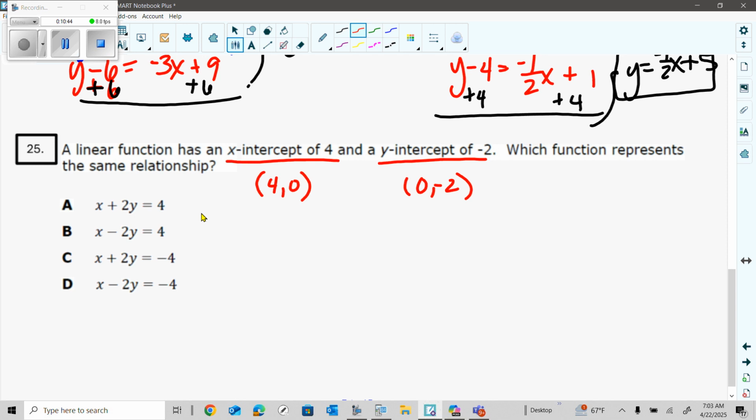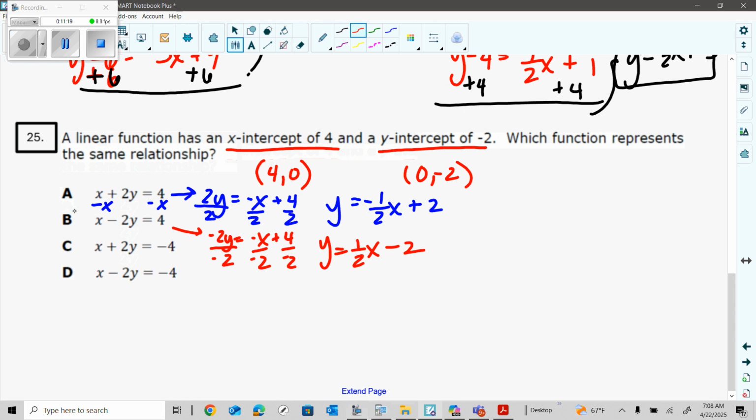But in order to use your calculator, you have to solve for y. So unless you're plugging in the values, if you want to use your calculator, you're going to have to solve for y. So this would be minus x. So this would be 2y equals negative x plus 4, and then you have to divide by 2. So y equals negative 1/2 x plus 2. Okay. So I'm going to let you try, and then we're going to see which one is our correct answer. We should have got B on here.